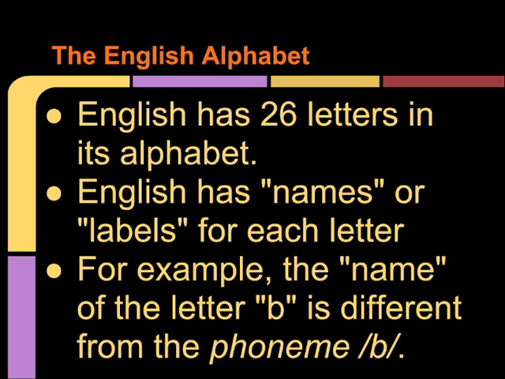English has 26 letters in its alphabet. English has names or labels for each letter. For example, the name of the letter B is different from the phoneme B.